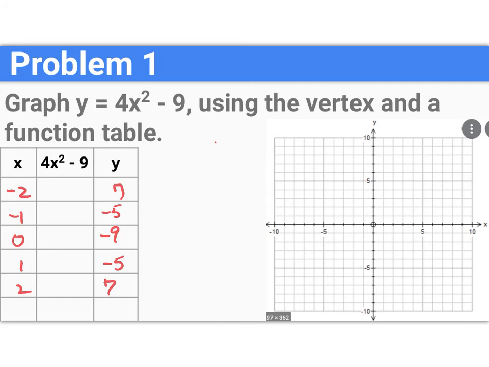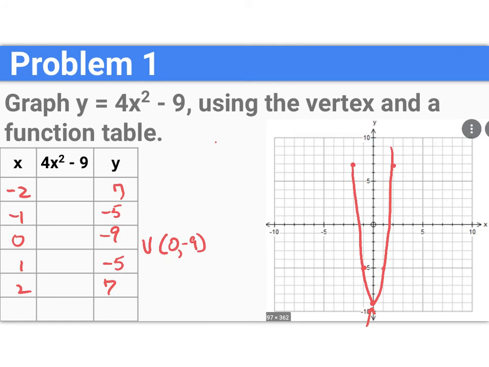-2, 7 is here. -1, -5. Ooh, that dropped off big time, didn't it? 0 is at -9. 1 is at -5. 2 is at 7. So here's a little hint. And I'll talk about this. And we see our vertex on here, our turning point, which is right here, given by the point 0, -9. That's our vertex.